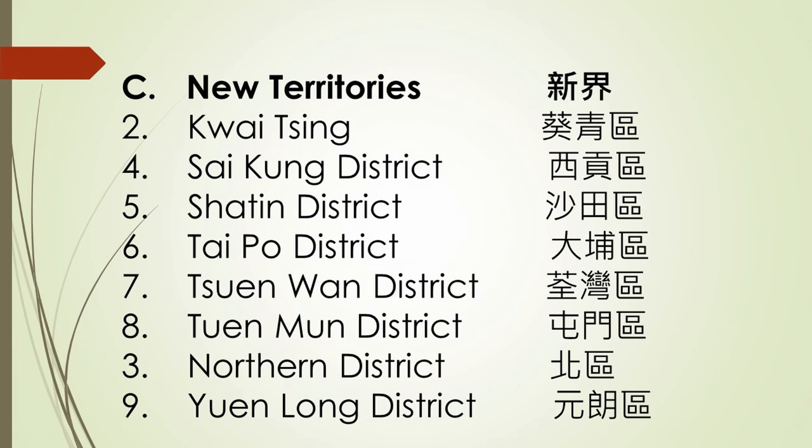In Cantonese, Tai Po Khoi. Number 7, Tuen Wan District in Cantonese is Tuen Wan Khoi.